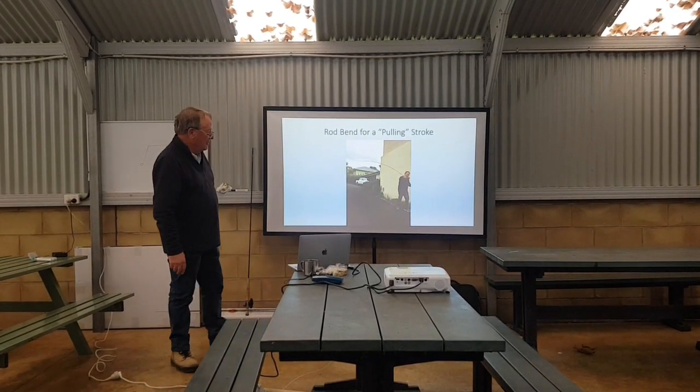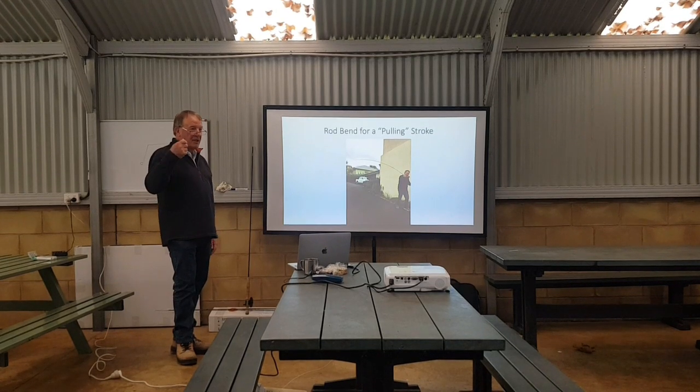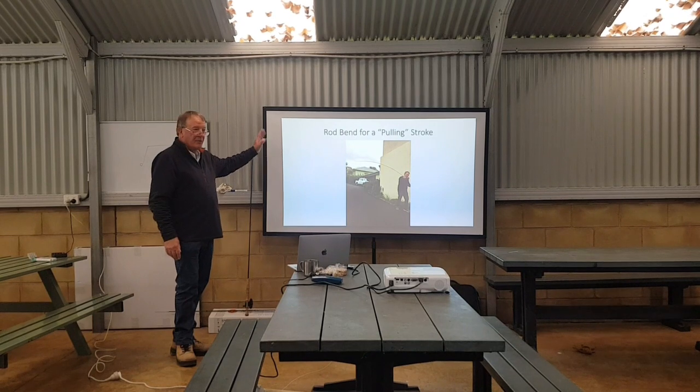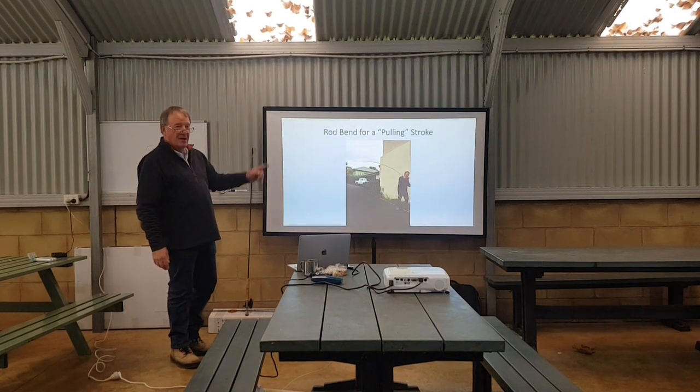A common casting constraint I reckon that I see a lot is people rotate too early, so they push the cast, and for all the reasons that I've just outlined in the previous few slides, they're not optimising what they're getting out of the casting stroke. I reckon they could do better if they use a casting stroke like that.